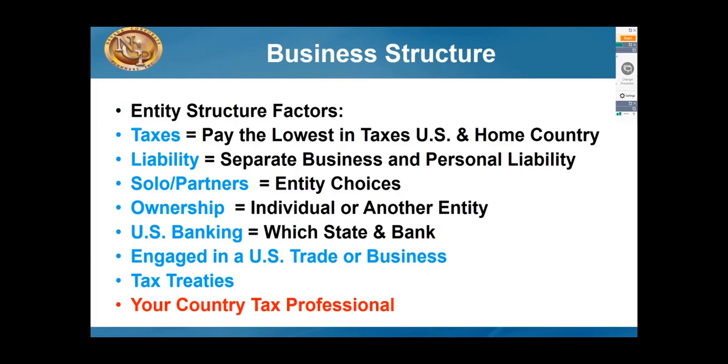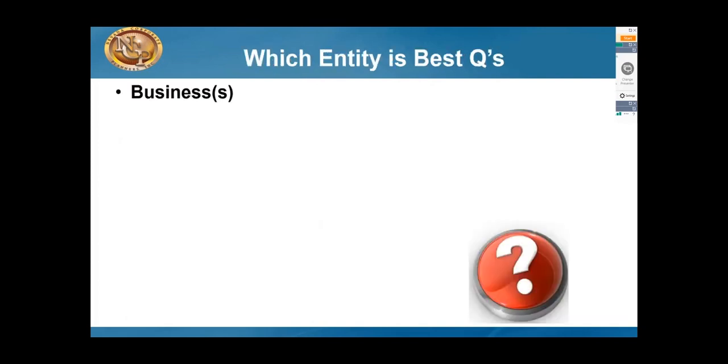And then, of course, is your country tax professional, meaning, if you have an accountant, they need to be on board because they're signing your tax return in your home country, whether it's an individual or an entity, and they need to be on board that whatever this U.S. company is making or transferring over aligns up. So that's a component also.